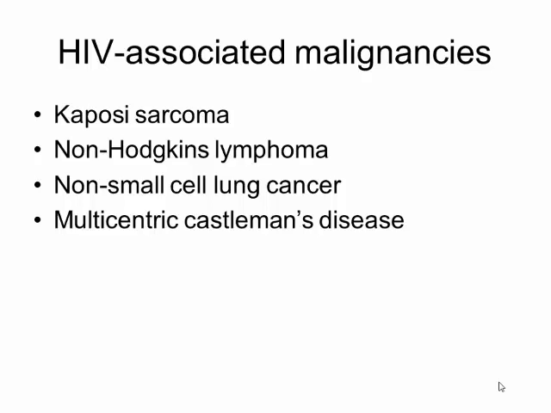The common malignancies that we can see with HIV are, most commonly, Kaposi sarcoma, non-Hodgkin lymphoma, non-small cell lung cancer, and multicentric Castleman disease. So we're going to spend a lot of time on Kaposi sarcoma, which is the most common HIV-associated malignancy.